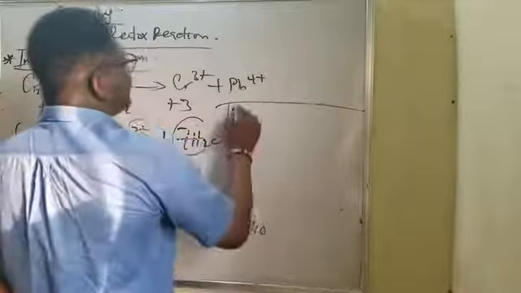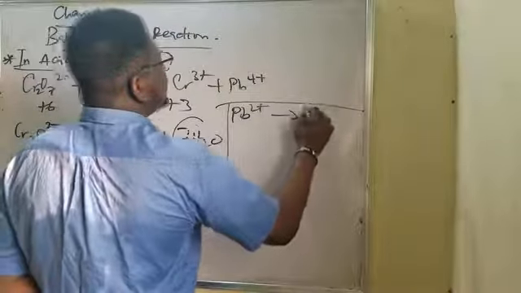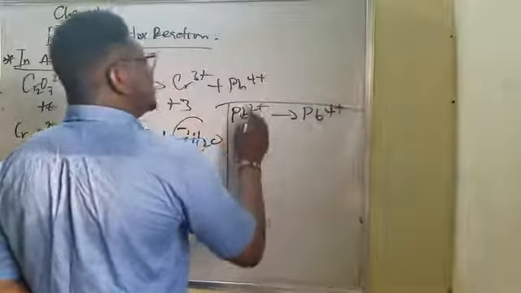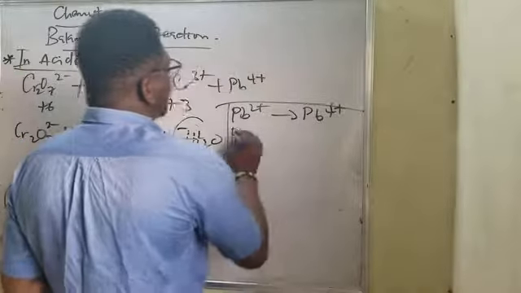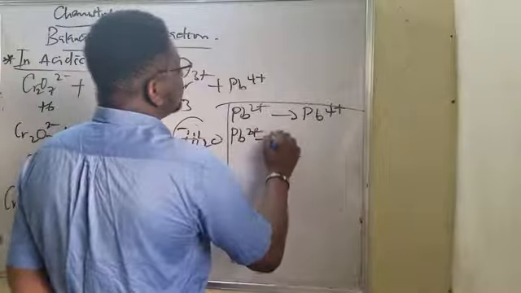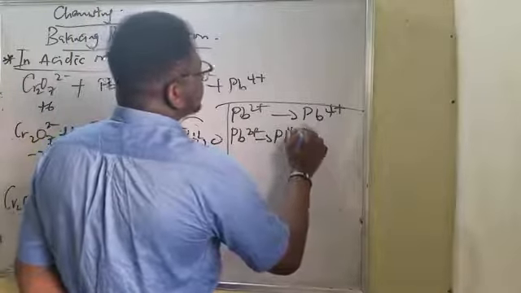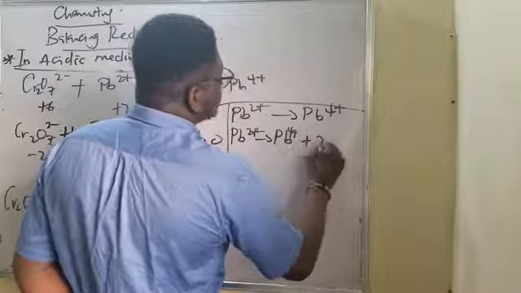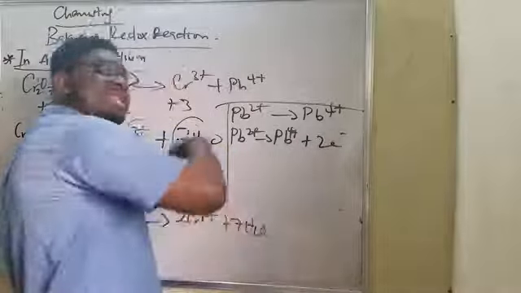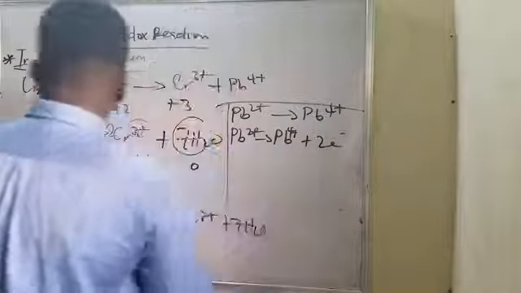I have something of Pb2 plus to Pb4 plus. So that means I need to add 2 electrons to this. That will be Pb2 plus to Pb4 plus plus 2 electrons. Like I said, you are adding your electrons on your right hand side for your oxidation half equation.